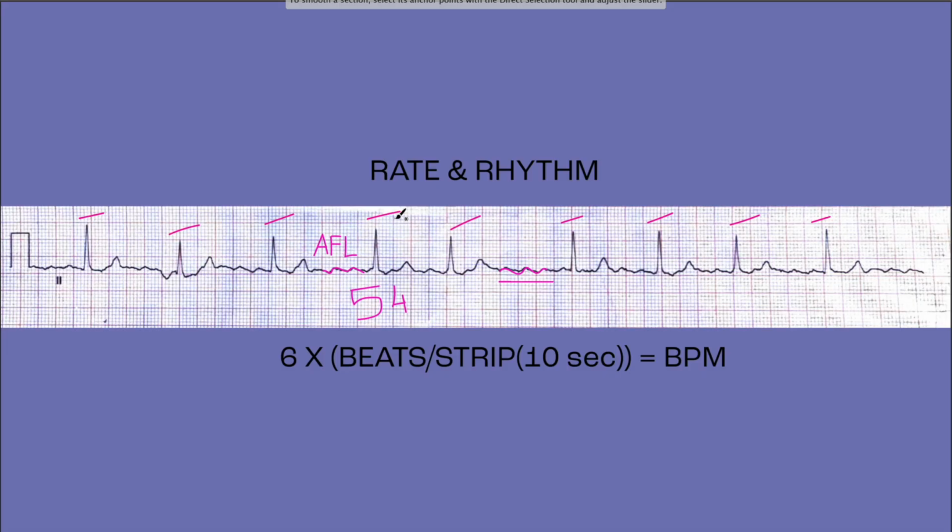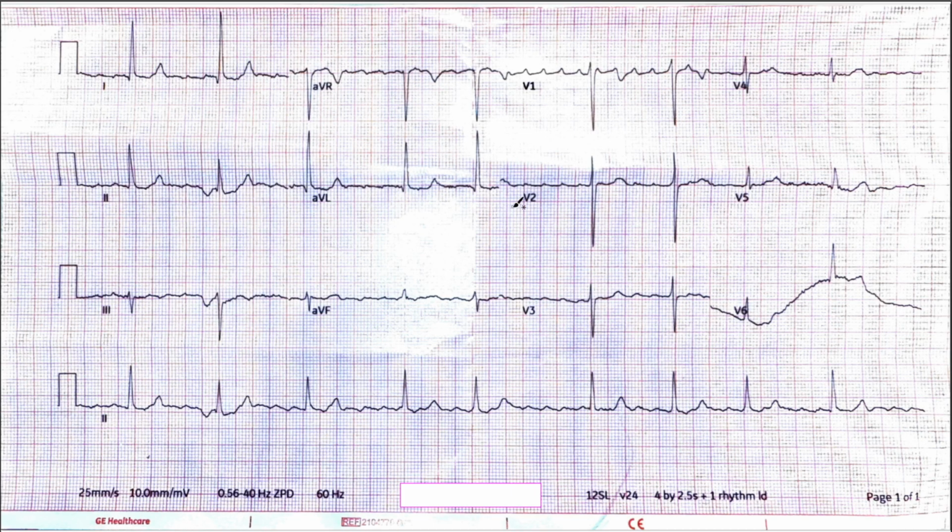Am I sure this is atrial flutter? No. I'm going to need a little bit more to confirm this. However, so far, if somebody asked you, what are you looking at here, I would say atrial flutter at 54 beats per minute. Now let's get to the 12-lead and let's see what the 12-lead reveals.